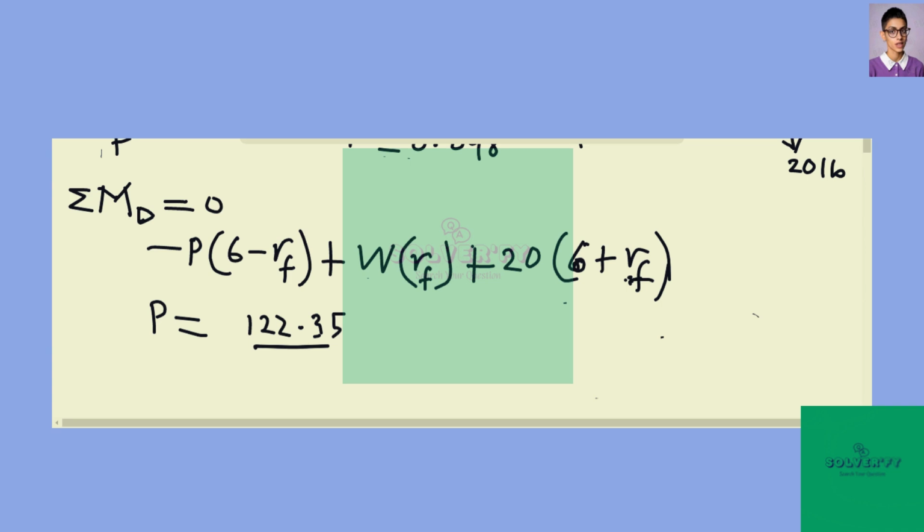over 5.902. So it's going to give you 20.73 lb. So that force P that is required is 20.73 lb.